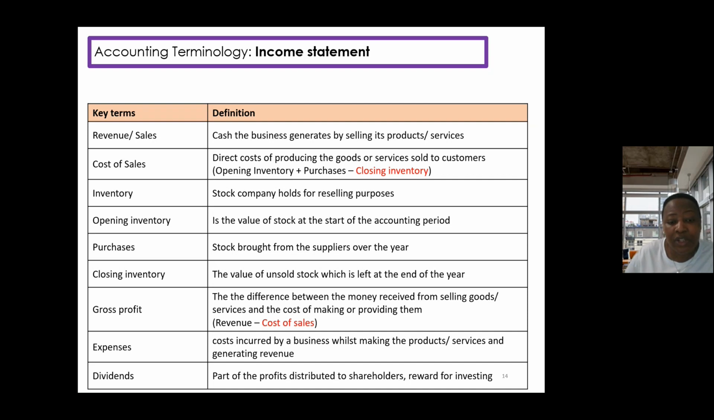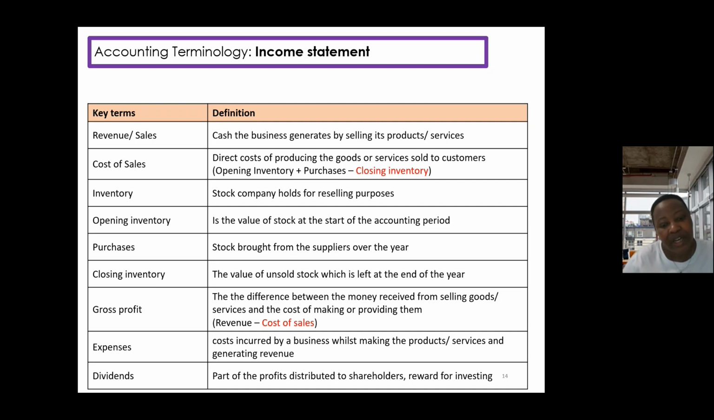Opening inventory is the value of stock at the start of the period. Your purchases is the stock that you have brought in from suppliers over the year, and then the closing one is the value that you have left at the end of the year that is unsold. And you will see all of these terminologies as we begin to prepare the income statements.